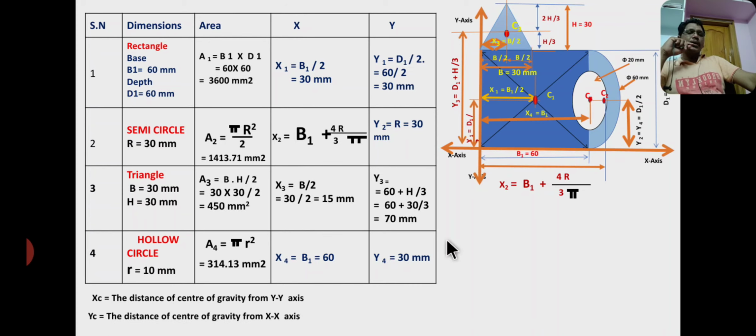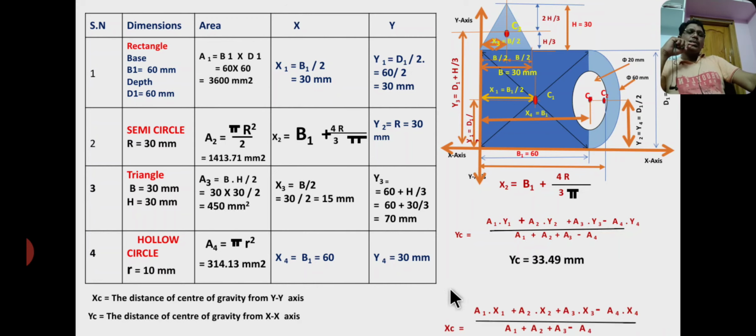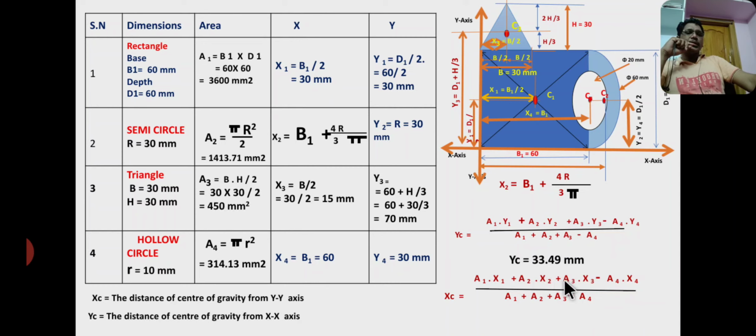From the general expression, yc equal to a1 y1 plus a2 y2 plus a3 y3 minus a4 y4 by a1 plus a2 plus a3 minus a4. So yc equal to 33.49. Here I consider negative sign for area 4 because it is a hollow section. Okay, please remember. Now xc equal to a1 x1 plus a2 x2 plus a3 x3 minus a4 x4 by a1 plus a2 plus a3 minus a4. Therefore xc equal to 38.59. This is the final answer for this problem.